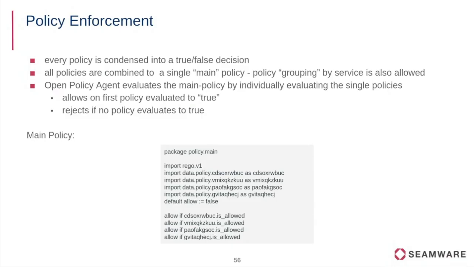And the Open Policy Agent evaluates then the main policy or the service policy by evaluating every single policy in the set. Once one of the policies is evaluated to true, the whole policy will be interpreted as true. So once one of the sub policies gives the permission to access the service, then the whole policy set is considered to be true. It's only rejected if none of the policies evaluate to true.